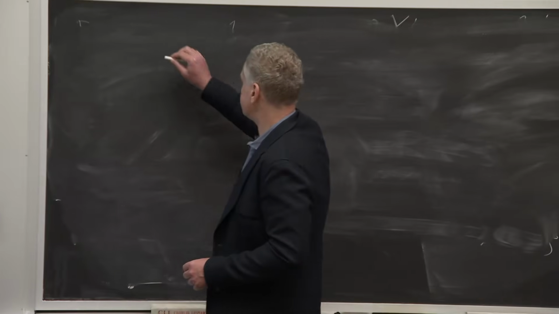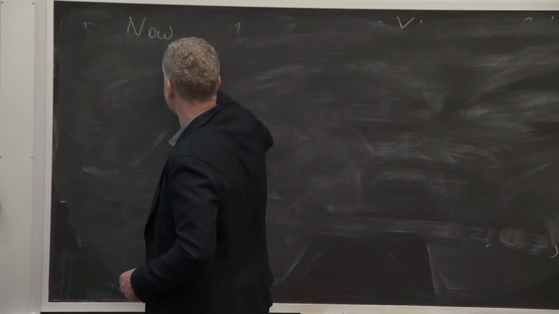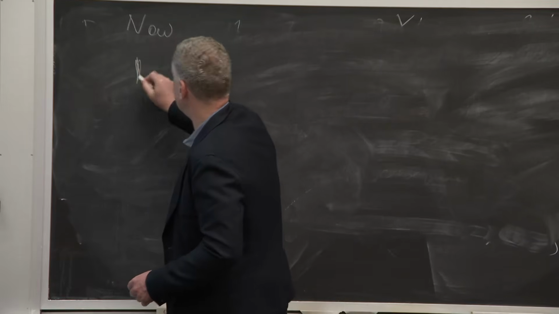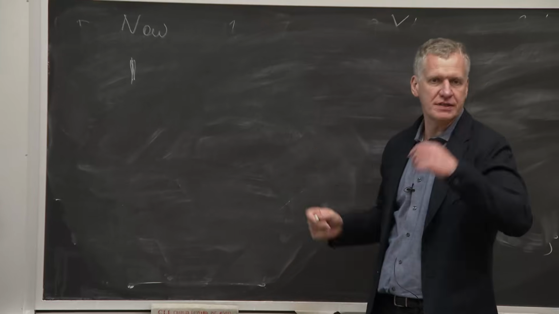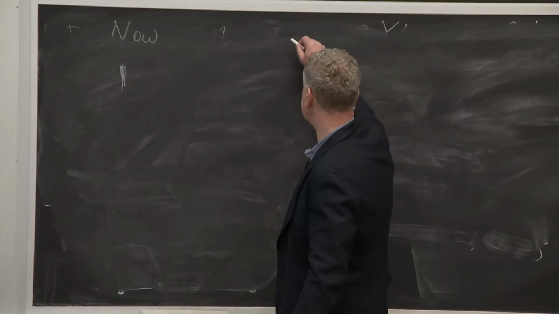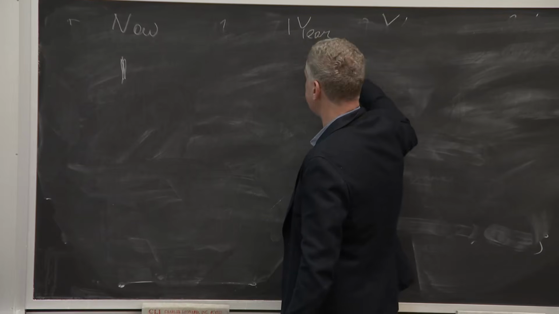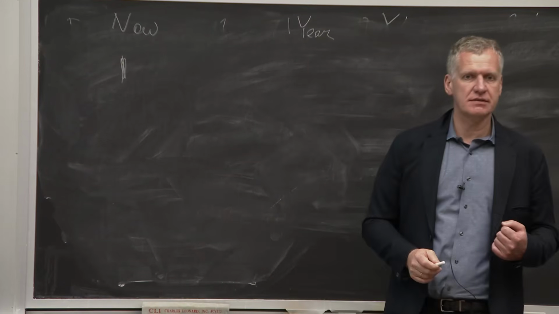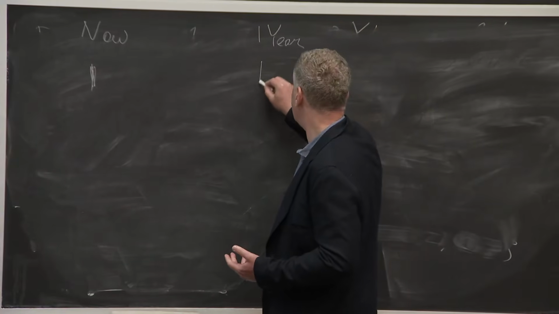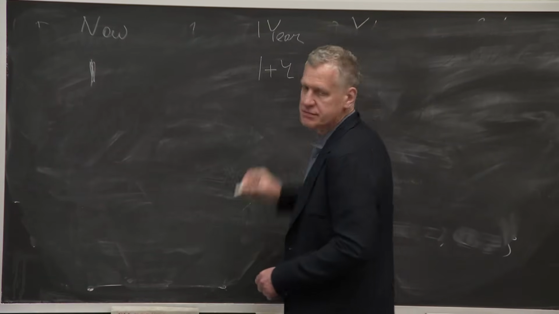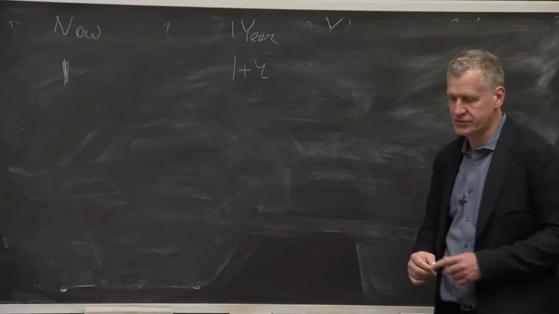So what is interest? Well, let's start with now. Suppose we have $1 which we invested, put it in the bank. So what happens in 1 year? Well, you expect to get your dollar back with some interest. And what does it mean? So you get 1 plus something, I don't know, 5% nowadays. And this R is called interest rate.